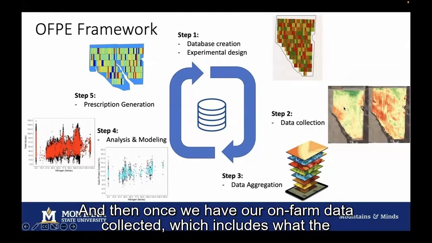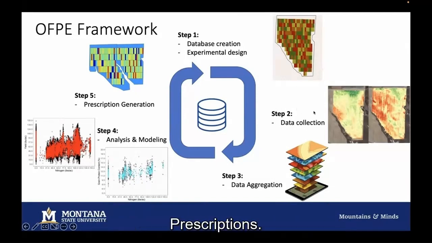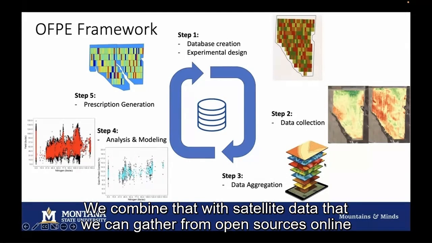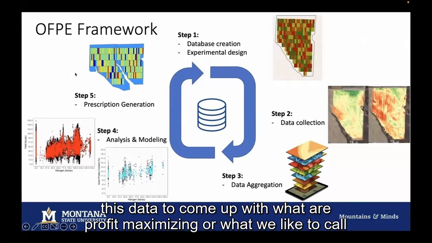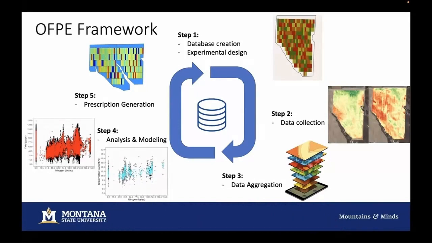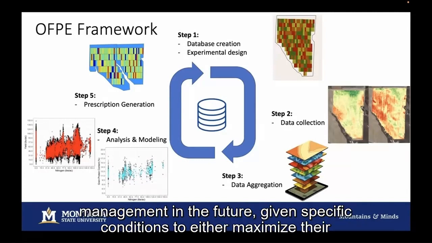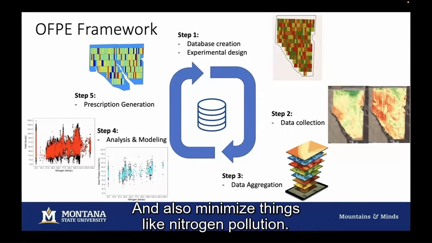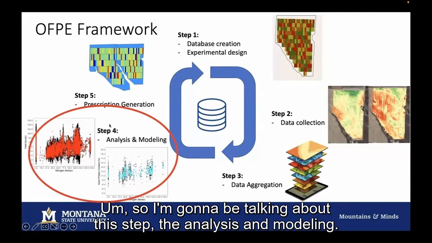Once we have our on-farm data collected, which includes what the farmer applied, the as-applied prescriptions, we combine that with satellite data that we can gather from open sources online and put it all together into data sets that we can use to analyze and model. This is to come up with profit maximizing, or what we like to call ecologically optimized, prescriptions, to give farmers a better sense of the best route for management in the future, given specific conditions, to either maximize their profit, or maximize their profit and also minimize things like nitrogen pollution. So I'm going to be talking about this step, the analysis and modeling.